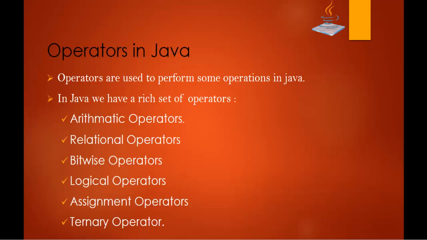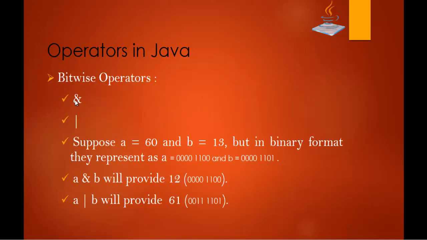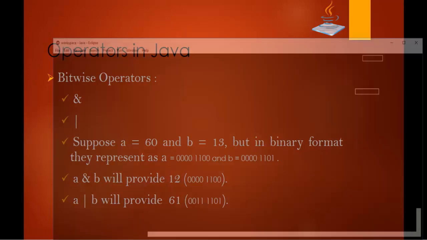So in the last session, we covered two important operators. They are arithmetic and relational operators. In this session, we are going to cover the next two. They are bitwise and logical operators. Coming to the bitwise operators, they include bitwise AND and bitwise OR. To understand these things very clearly, let me jump into Eclipse and show you a demo there.